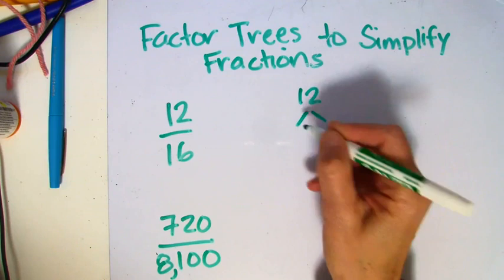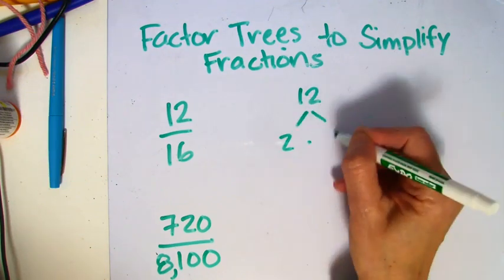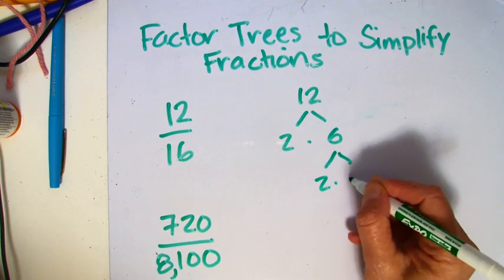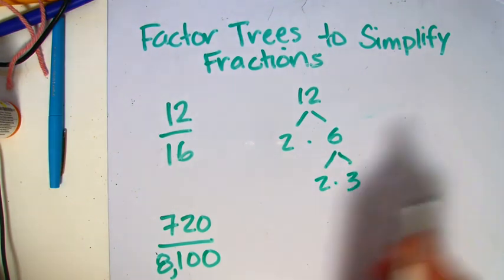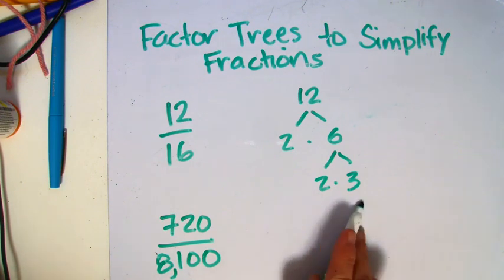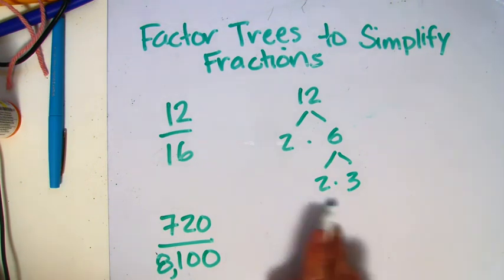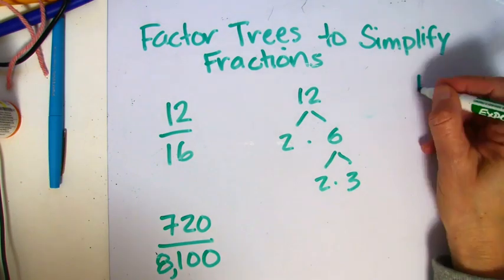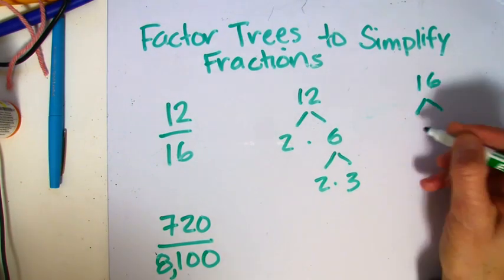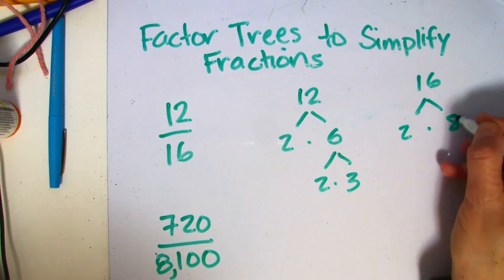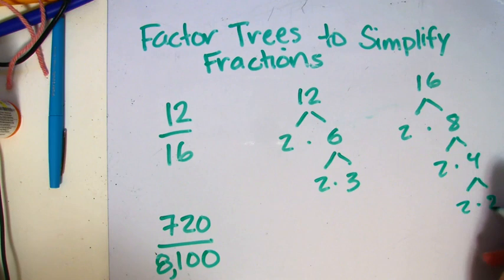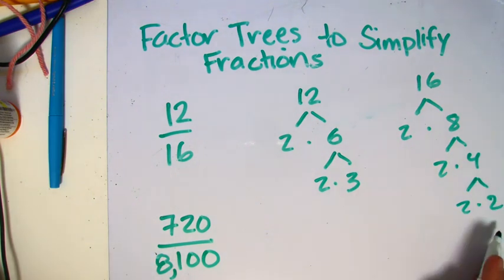Remember, we're going to create branches, and the goal is to get to all of the prime numbers that make up 12. So in this case, we have 2 times 2 times 3. This will equal 12, and all of these factors are in prime form. Now, if I look at 16 and do the same thing, 2 times 8, 2 times 4, and 2 times 2. So all of these factors are prime.